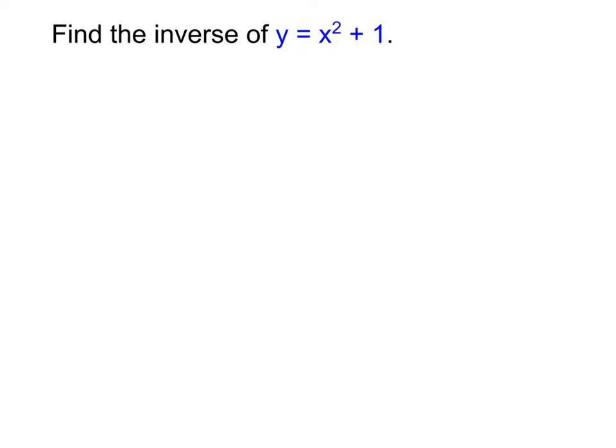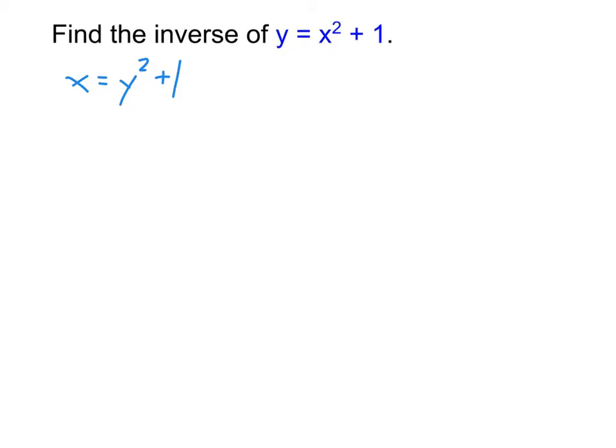Now, according to our notes, the first step is to swap x and y. And just like when we swapped points in the table, all we did was just switch positions. That's all I'm doing here as well. I'm literally just switching the letters, and nothing else is going to change. So my new equation then is going to be x equals y squared plus 1.